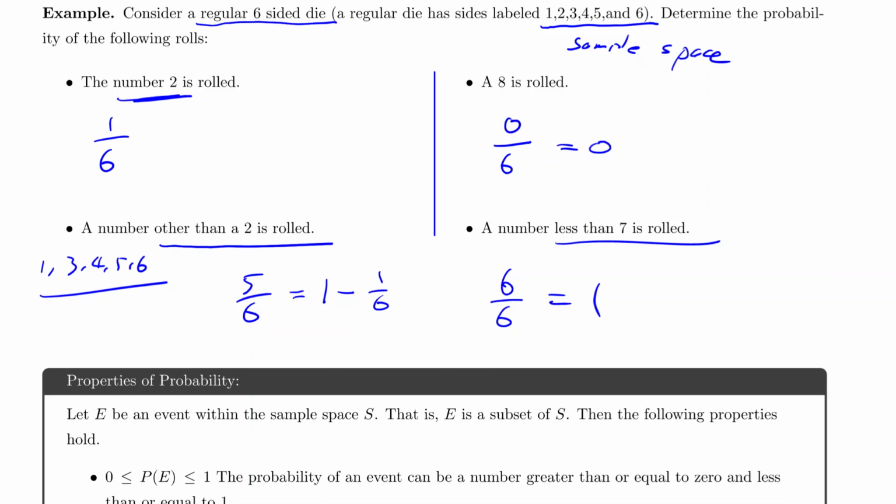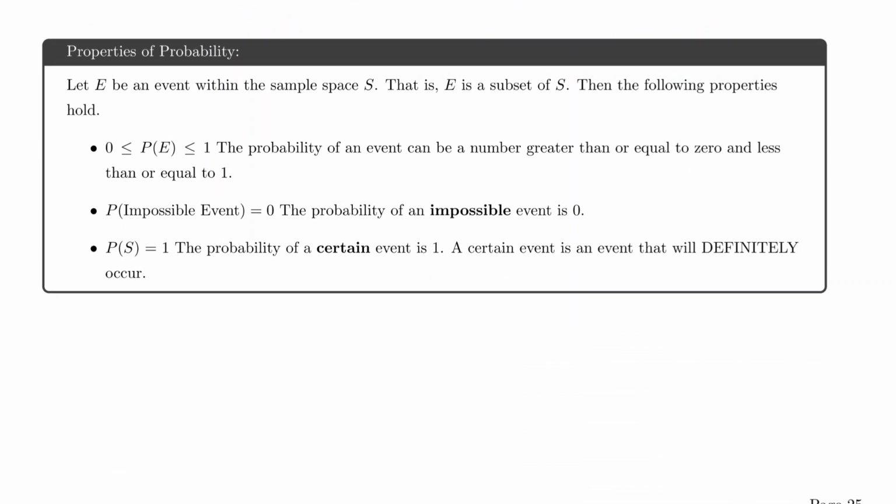So let's look at more properties of probability. As we said, E is an event within a sample space, let's call it S. That is, E is a subset of S. Then the following property holds: the probability of an event is always between 0 and 1, including 0 and 1. So 0 means it's an impossible event, and 1 means a certain event.